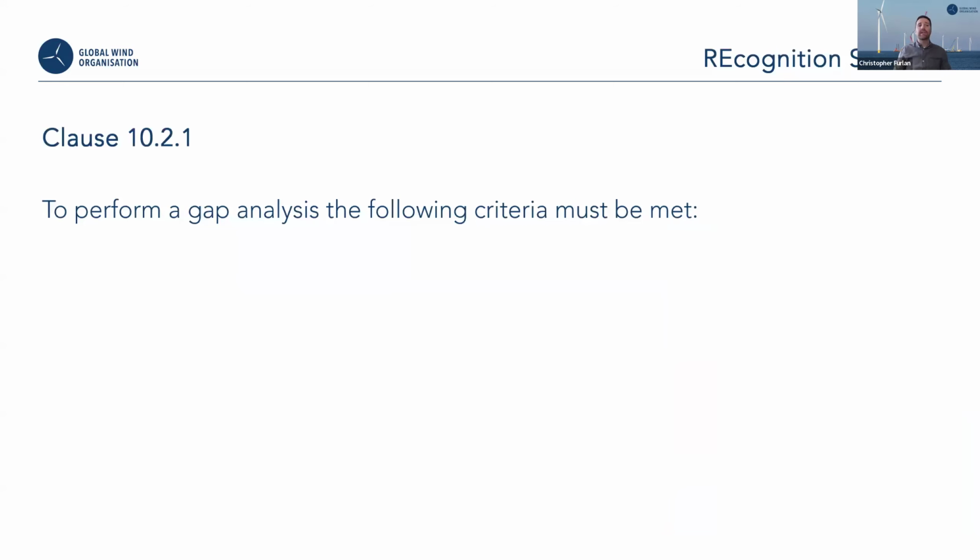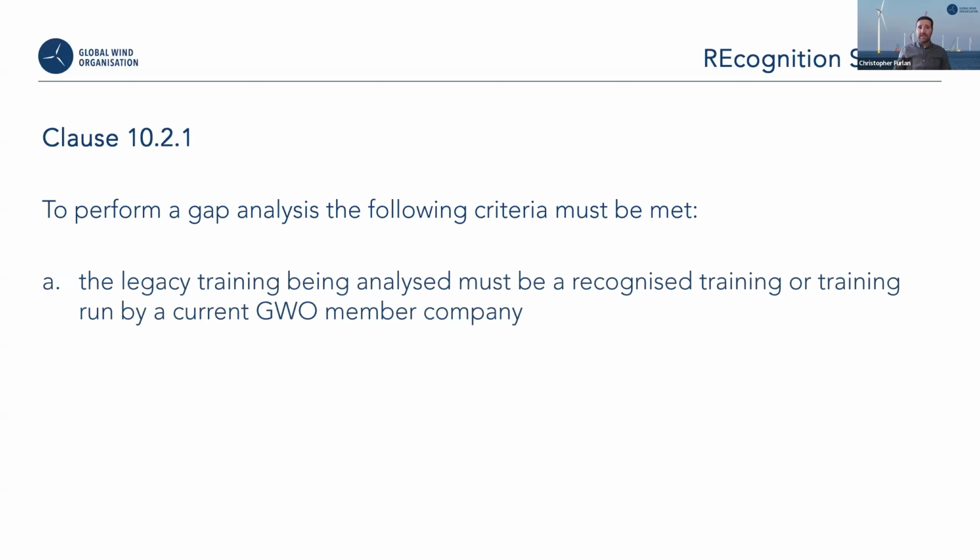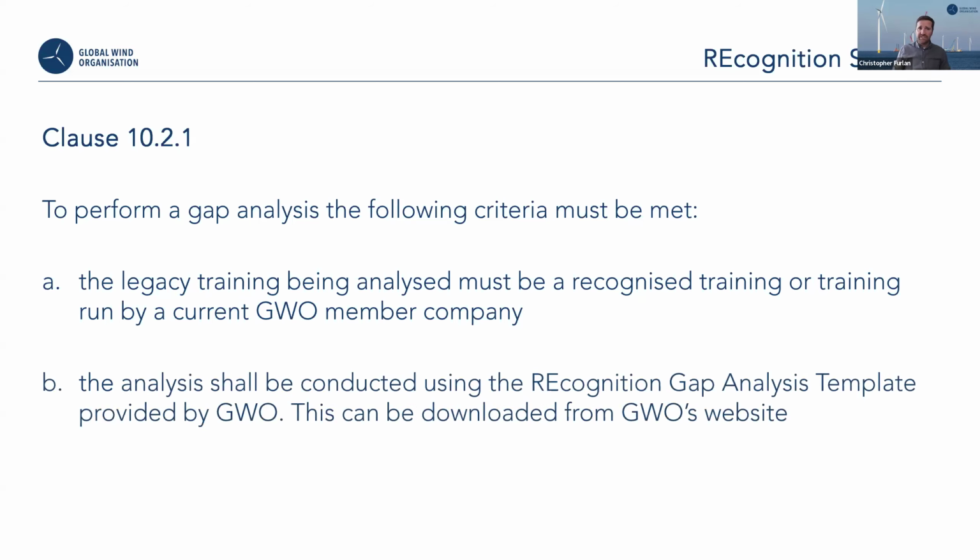The criteria for doing gap analysis is outlined in 10.2.1. So a legacy training must be analyzed by a recognized training or trainers run by a current GWO member. Within the definitions, there is a description of what recognized training actually means and what it isn't. In addition to this, to do the gap analysis, the recognition provider actually must use the recognition gap analysis template, which is provided by GWO. So GWO provides the template for each module that needs to be used when gap analyzing a legacy training.